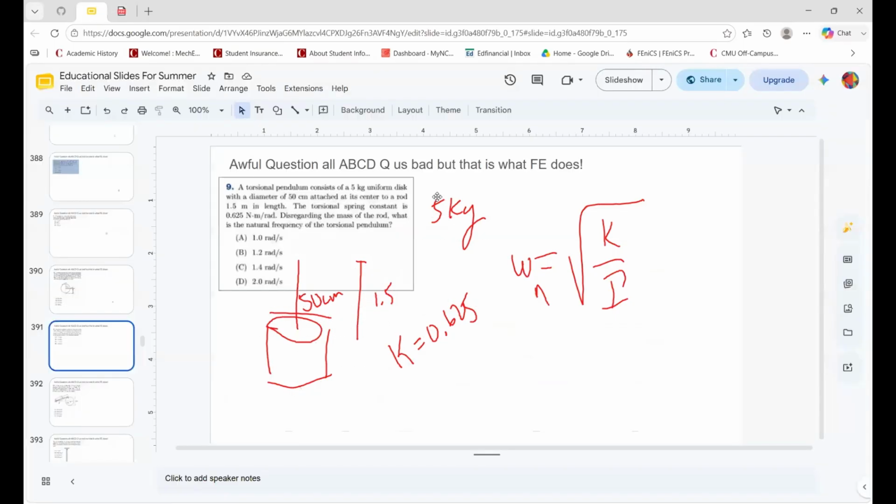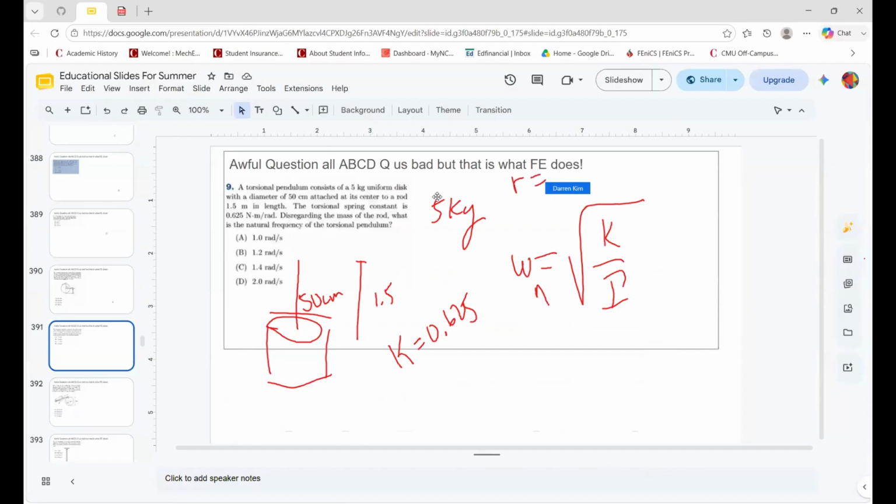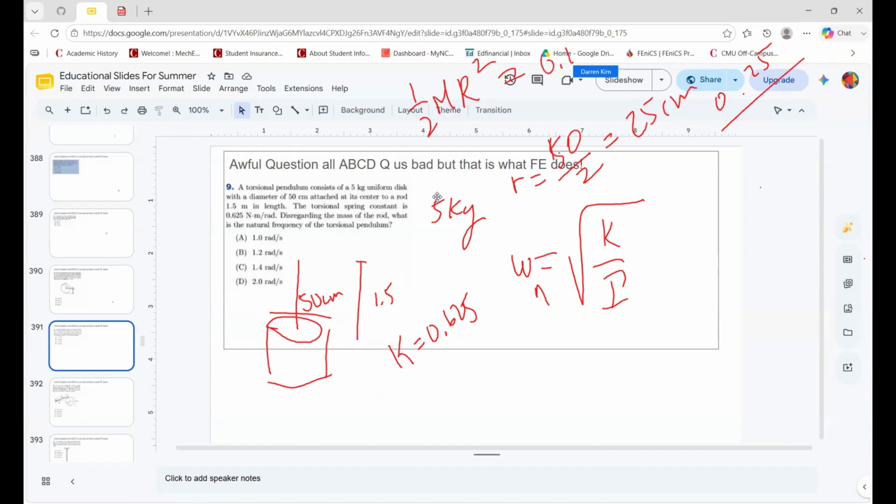The first thing we're going to do is find R: 50 centimeters divided by 2 is 25, so 0.25 meters. Again, it's 1/2 m r squared for this one because this is a cylinder, which is the same as a disk. In theory, if you look at the derivation, you'll see why it doesn't matter. So with this, I equals 1/2 times 5 times 0.25 squared, which equals about 0.156. Then omega equals the square root of K over I, where K is 0.625 divided by 0.156.